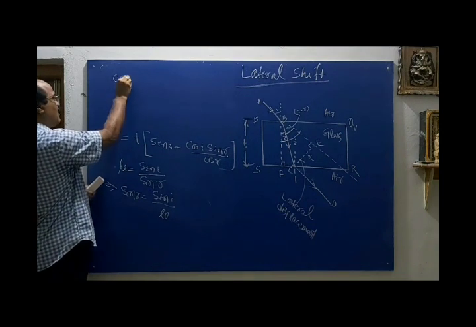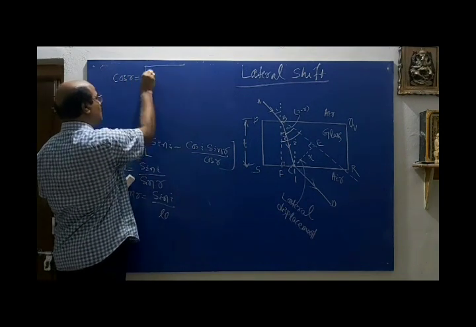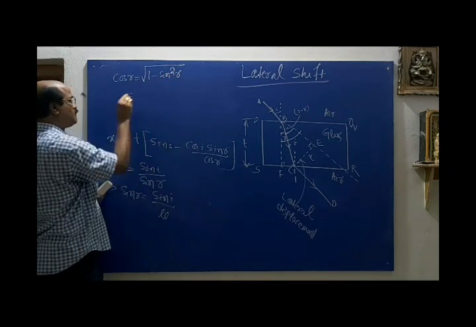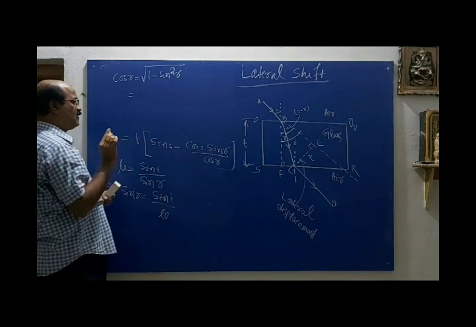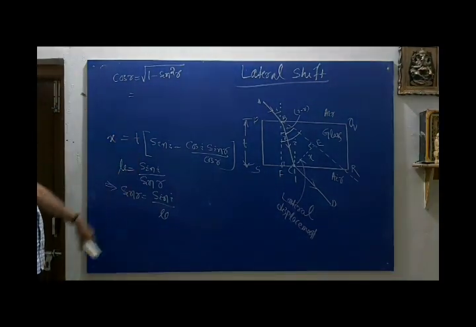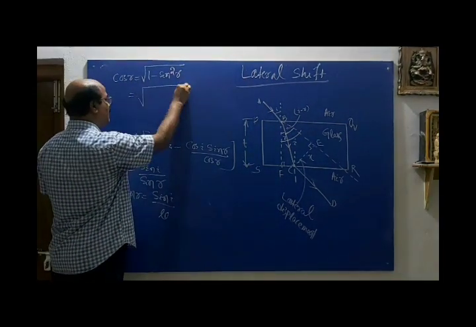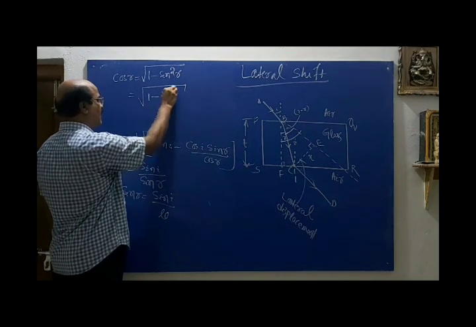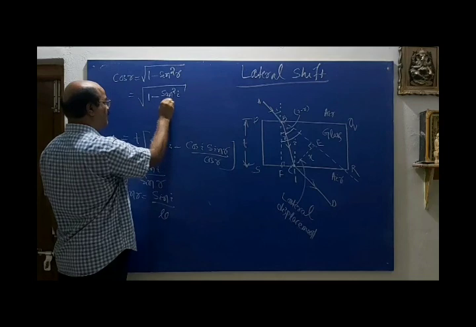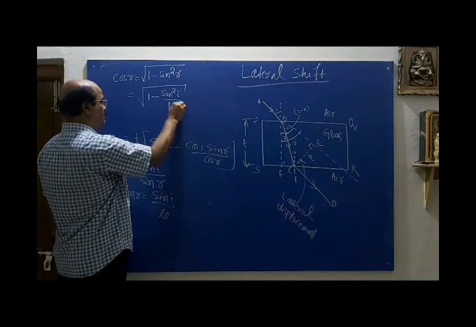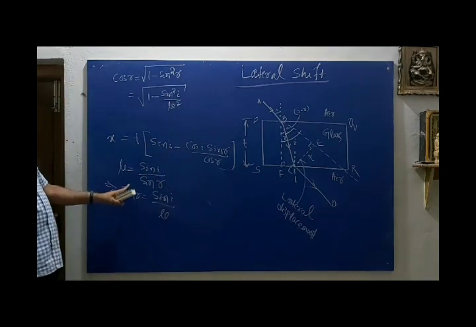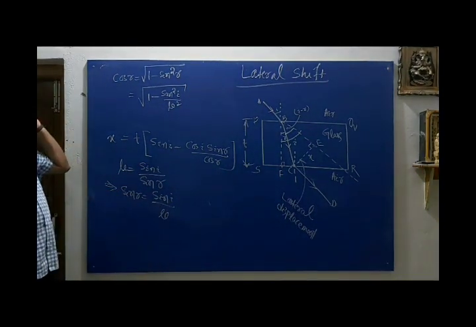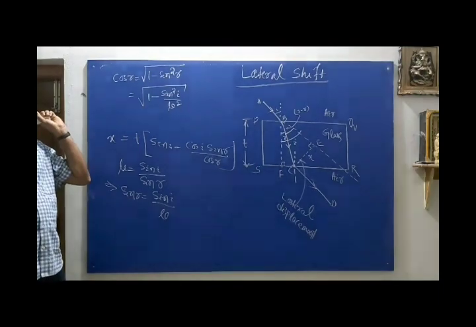cos r equal to square root of 1 minus sin square r, this is a trigonometry formula. So cos r equal to square root of 1 minus sin square i by mu square. Put the values in.